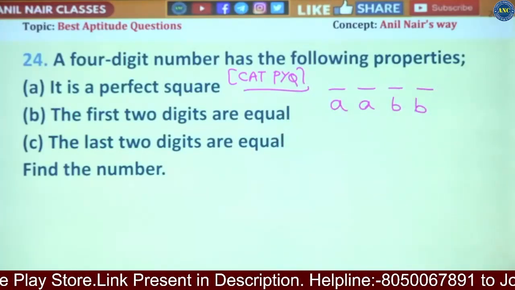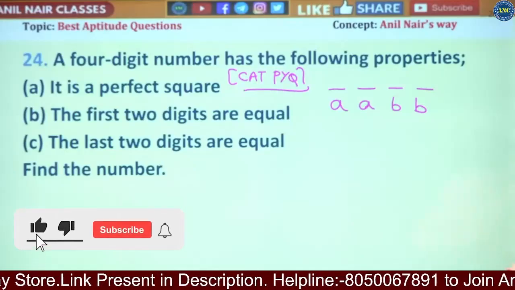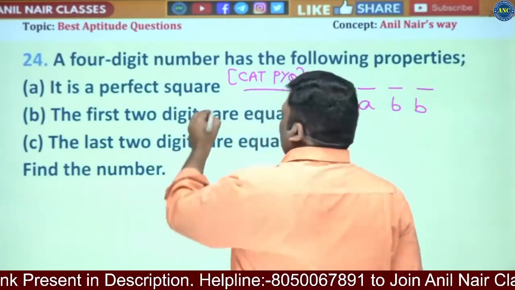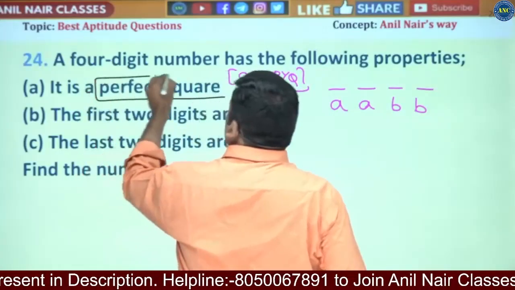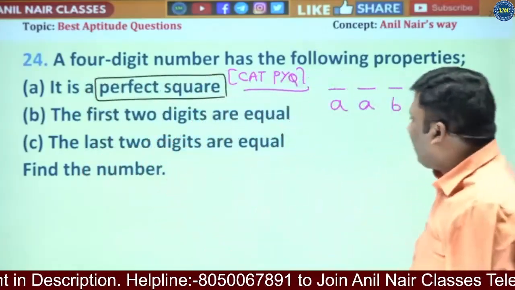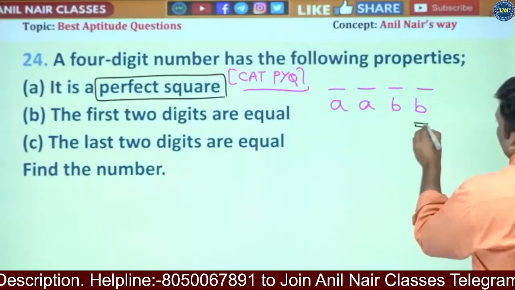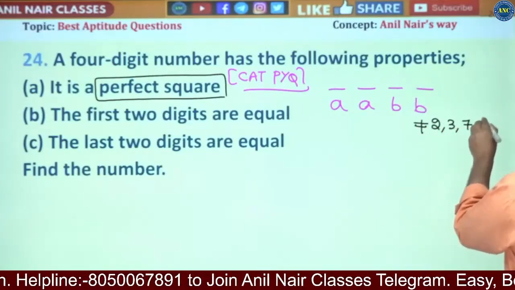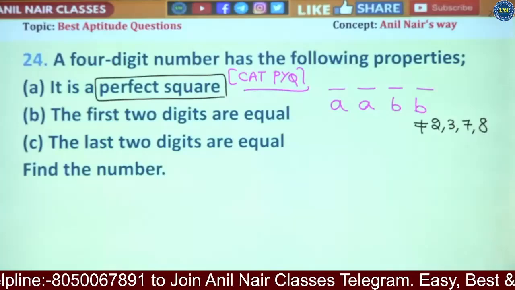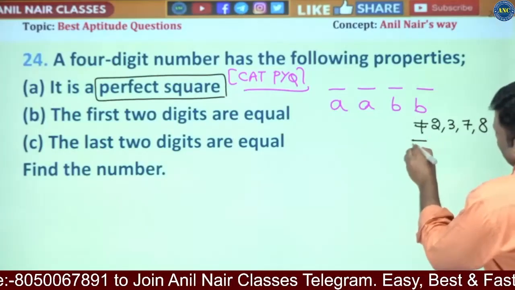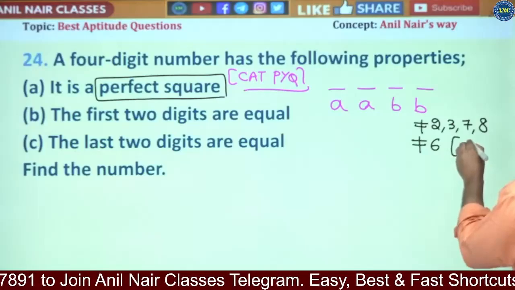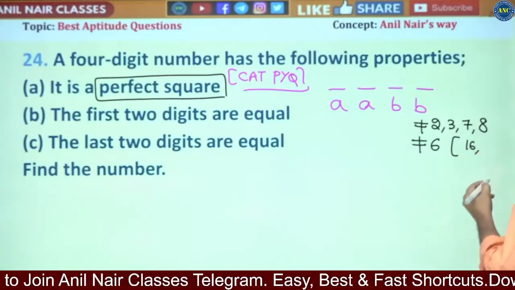AABB. Now, first 2 digits are equal, last 2 digits are equal. Hints will come only from the question. It is a perfect square. A perfect square never ends with 2, 3, 7 or 8. Not possible.